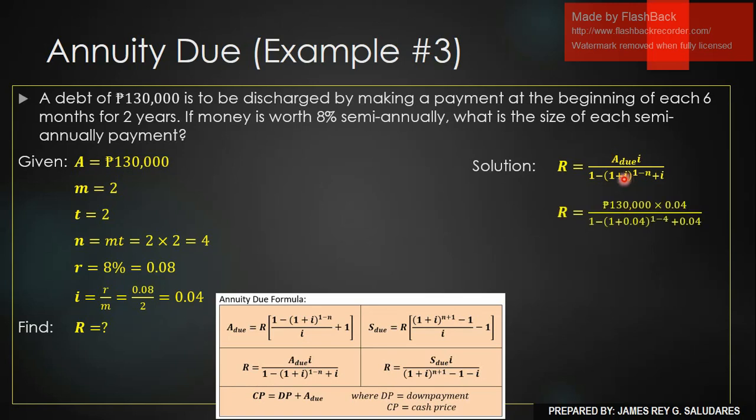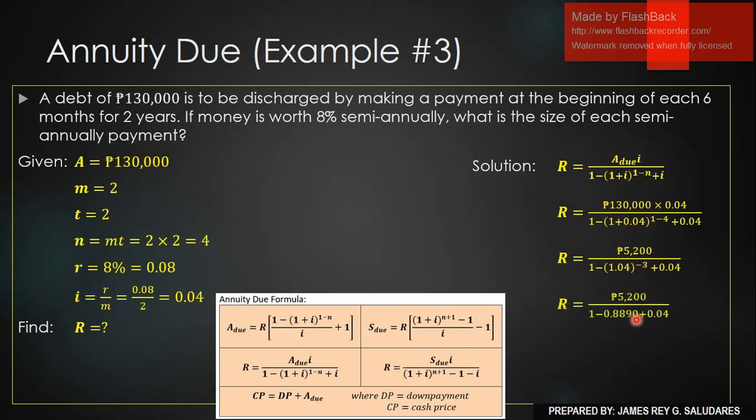So for our annuity due, we have 130,000 times our periodic rate, 0.04. Copy again, 0.04, the periodic rate. Our N is 4. Simplify further. You have 130,000 times 0.04, you'll arrive at 5,200. Simplify, 1 plus 0.04 is 1.04. The exponent is 1 minus 4, so you have negative 3 exponent.